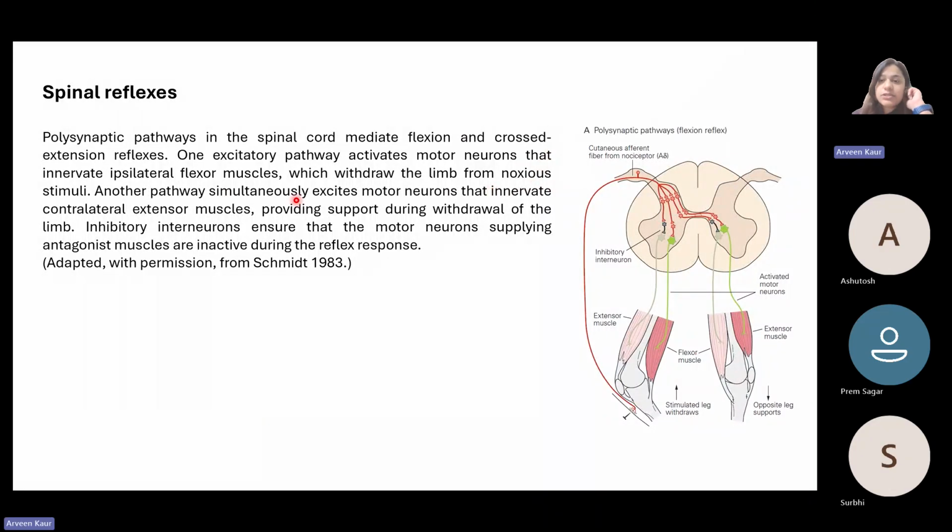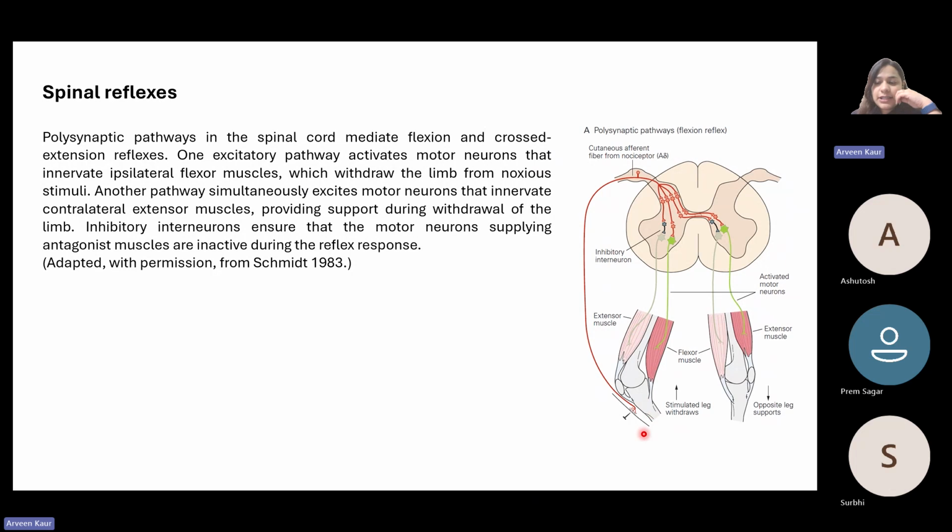So first off, when we look at polysynaptic pathways, which is a flexion reflex, basically, you can see over here as well. You can see the gluteus and this other muscle. So this is the forward part of the thigh, this is the backward part of the thigh, right? So this is the extensor muscle and this is the flexor muscle over here, right? So what we are going to understand is the flexion reflex, right?